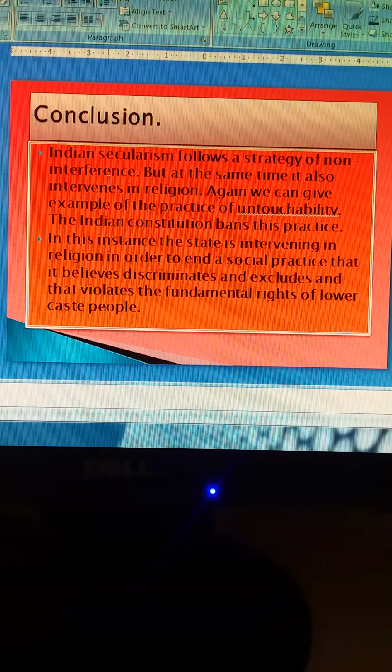So Indian secularism follows a strategy of non-interference. At the same time, it also intervenes in religion. So these two things have always been in controversy. Once again, we can give the example of the practice of untouchability. They don't interfere, and again, they intervene. In this instance, the state is intervening in religion in order to end a social practice that discriminates, excludes, and violates the fundamental rights of lower caste people.